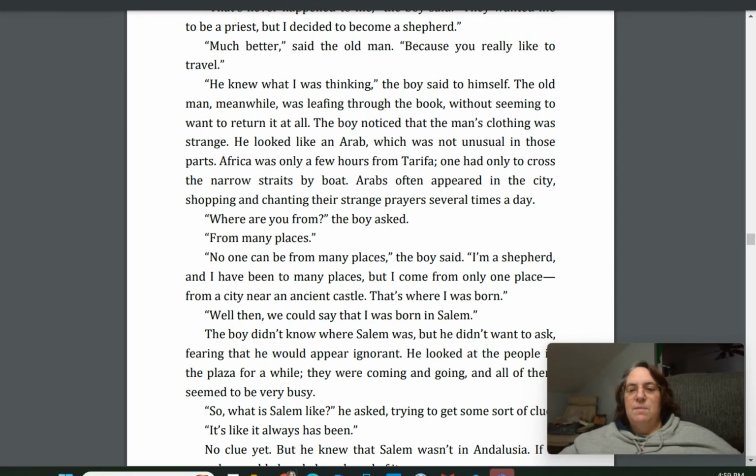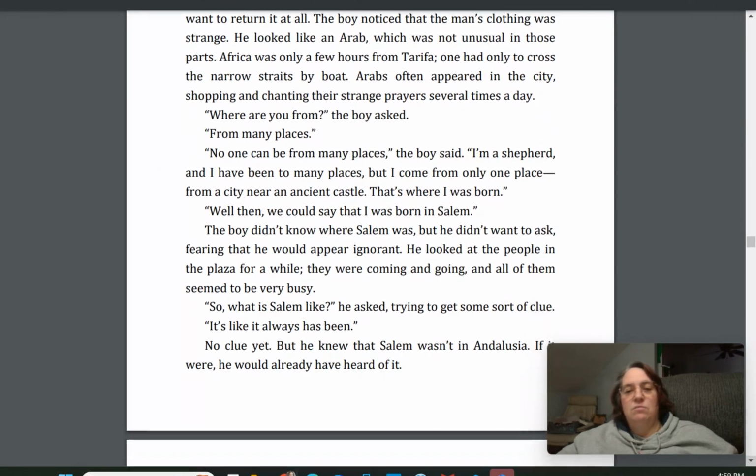The boy noticed that the man's clothing was strange. It looked like an Arab, which was not unusual in those parts. Africa was only a few hours from Tarifa. One only had to cross the narrow straits by boat. Arabs often appeared in the city, shopping and chanting their strange prayers several times a day.